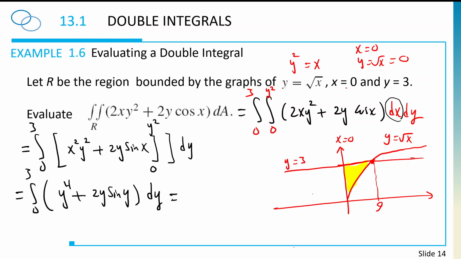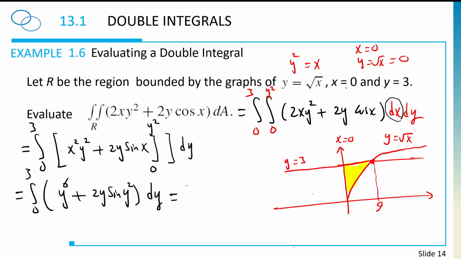So this is now equal to what? If you do the integration with respect to y, here I have x, which is supposed to be y squared. This is y to the power of 4 times y squared, so y to the power of 6, plus 2y sine y squared. Remember, I'm changing x with y squared. So this is what we need to get.